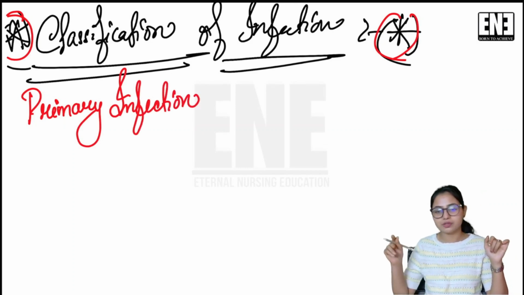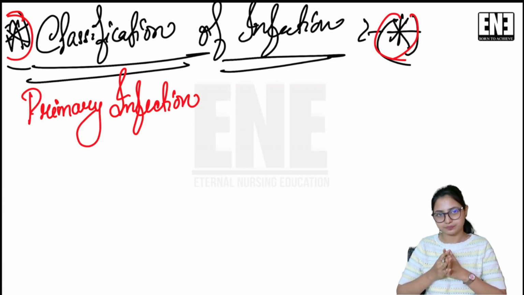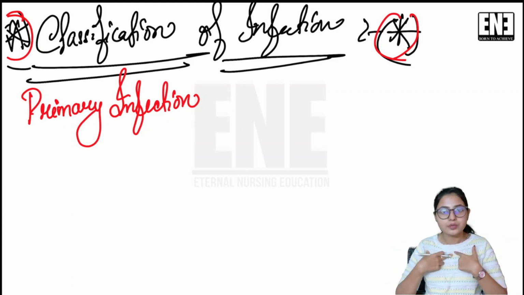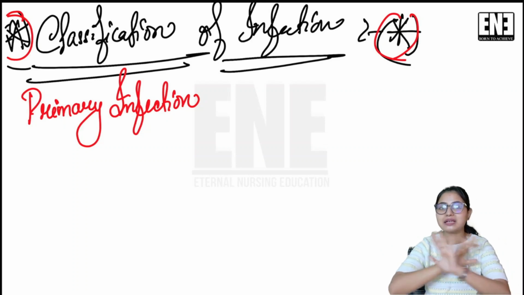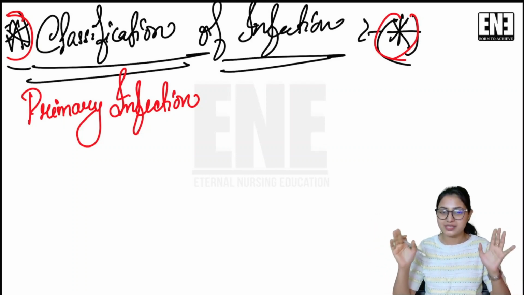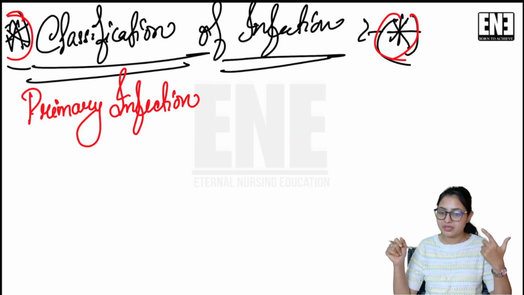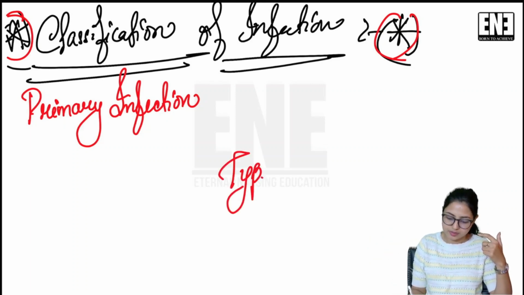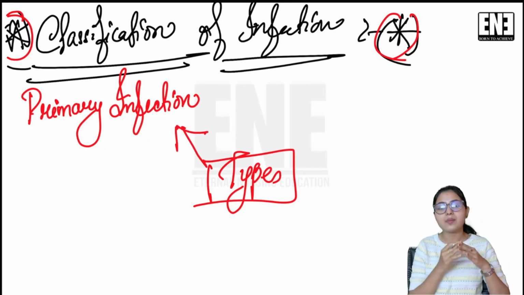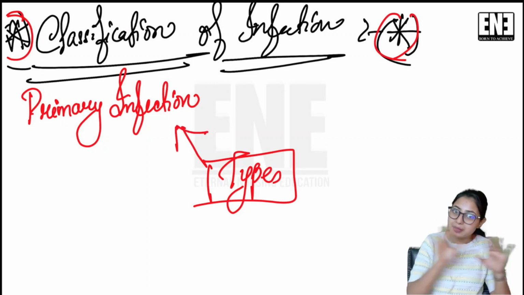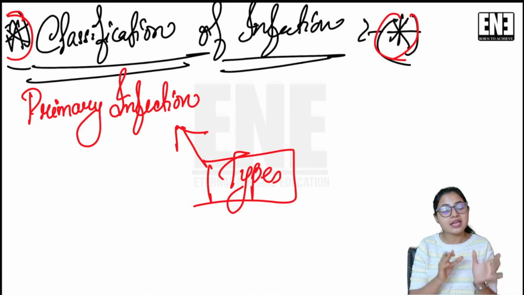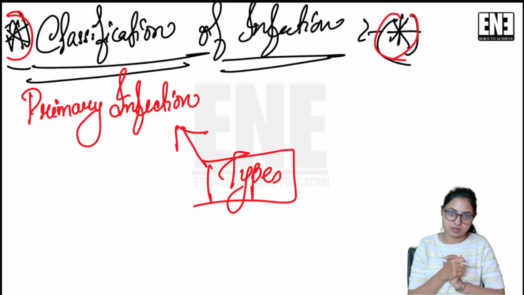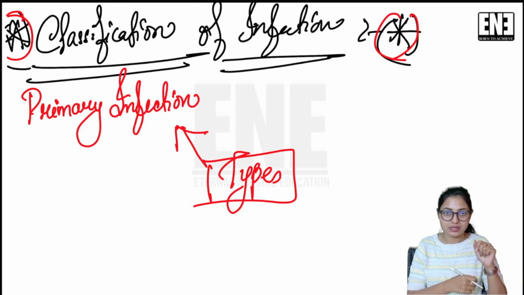What is primary infection? Primary infection क्या होता है, ठीक, लिसन, आई एम द होस्ट, मैं होस्ट हूँ, मेरे को एक इन्फेक्शन होने वाला है जो मुझे पहले कभी नहीं हुआ. दैट इज बेसिकली, आई एम हैविंग एन इन्फेक्शन जो मुझे पहले कभी नहीं हुआ है, जो मुझे पहली बार हुआ है, दैट मीन्स आई एम हैविंग अ प्राइमरी इन्फेक्शन, ठीक है.